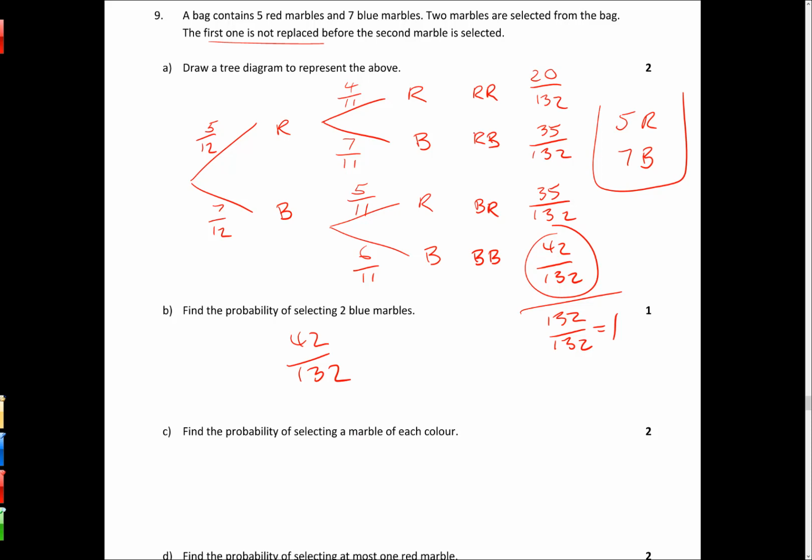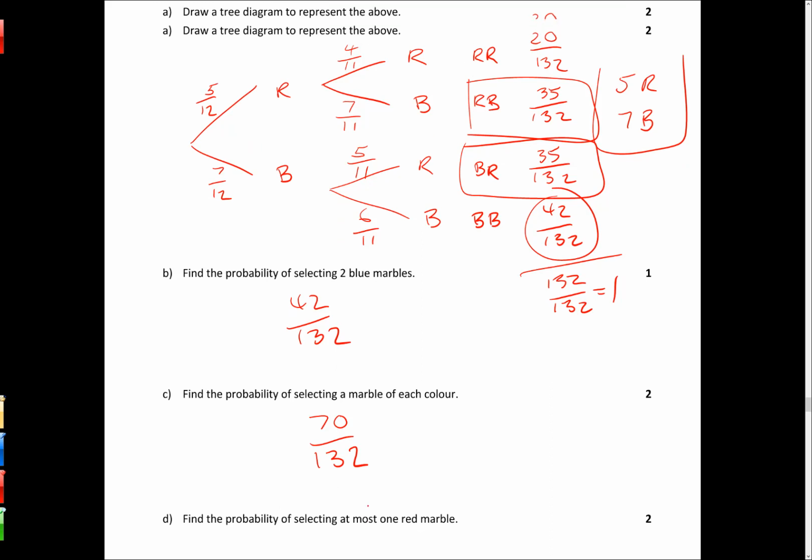Well, each colour means red, blue, or blue, red. It's that or that. We just add them. Okay, and we times across the arms, but for this or this, the probability increases if you've got an or in there, you add them. 35 on 132 plus another 35 on 132 would be 70 on 132.